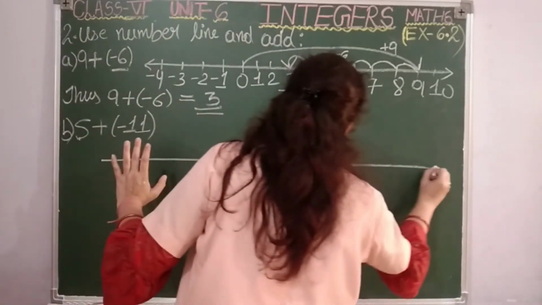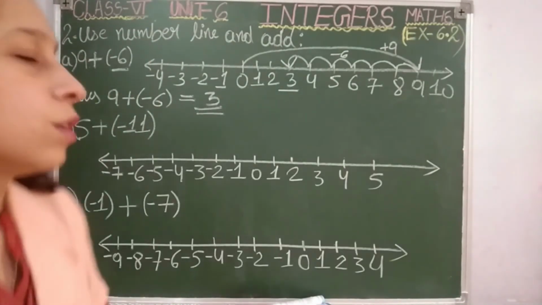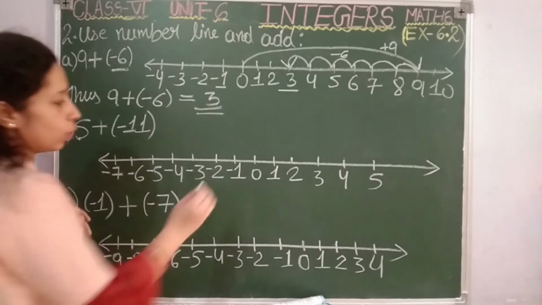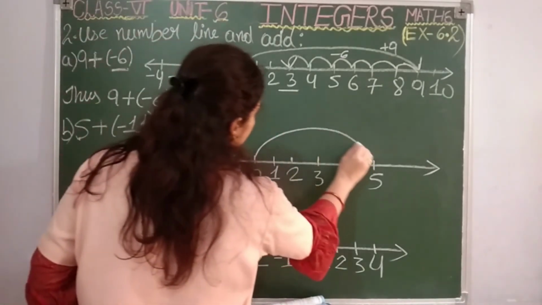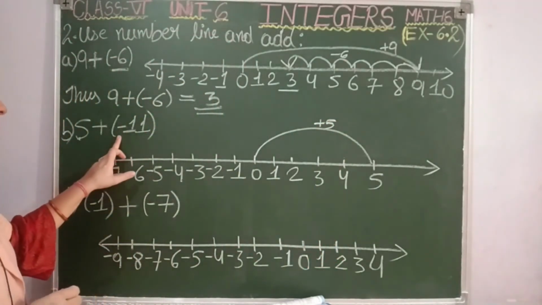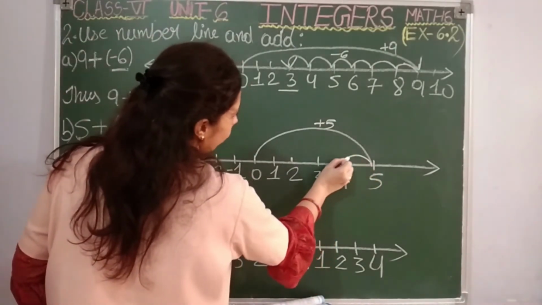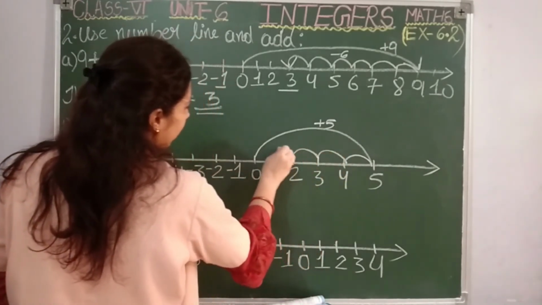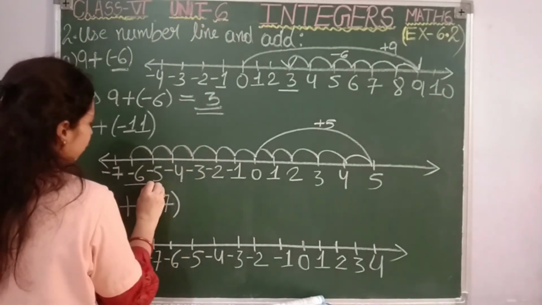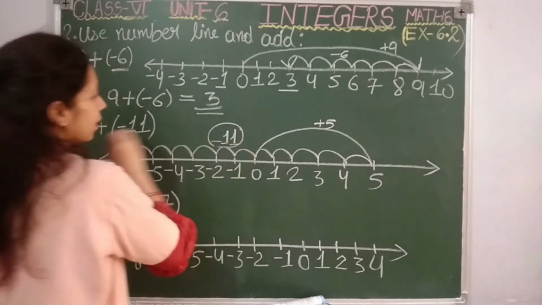Let us see students. So students, I have drawn the number line here. So first we have to go to 5 from 0. So from 0 first I will go to positive 5. If you want you can write here plus 5. Clear students? Now minus 11. So that means 11 steps to the left side from 5. Count carefully. 1, 2, 3, 4, 5, 6, 7, 8, 9, 10, 11. We reached at minus 6. If you want you can write like this here, minus 11 in the circle.